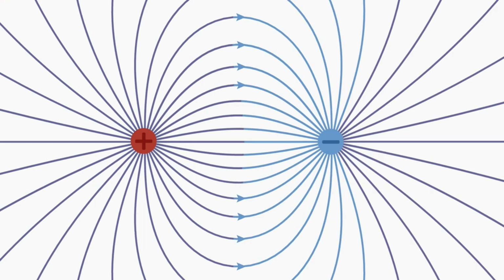A positive charge is the source of the electric field. A negative charge is the sink of the electric field. In nature, negative and positive charges can occur independently of each other, as electric monopoles. Magnetic monopoles, on the other hand, as far as we know, do not exist in nature.